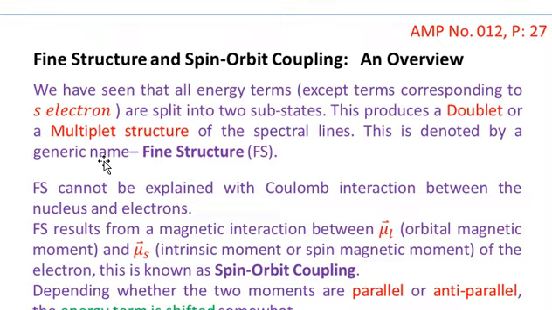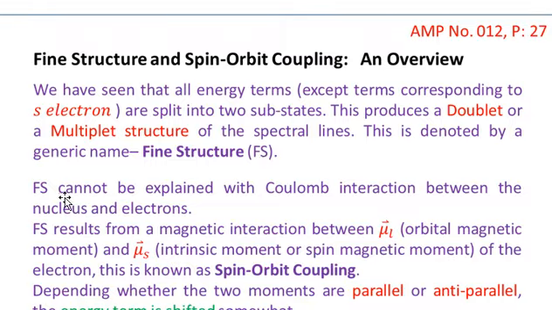This produces a doublet or a multiplet structure of the spectral lines. When we are talking about only the valence electron being a p electron, d electron, or f electron, for example, then in the case of a single electron we have doublet lines. That is, a single line will be split into two lines. But if we have more than one electron as the valence electron, then we have the structure which is called the multiplet structure of the spectral lines. This is denoted by the generic name of fine structure. So fine structure means that we want to see the details of the lines which are split into doublets or multiplets. The splitting of those lines is called fine structure, abbreviated by the letters FS.